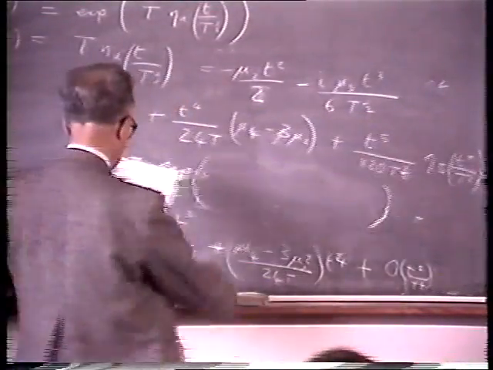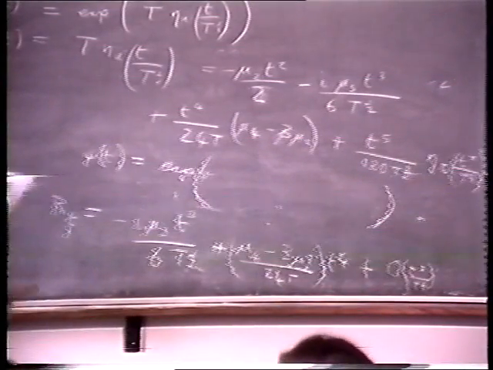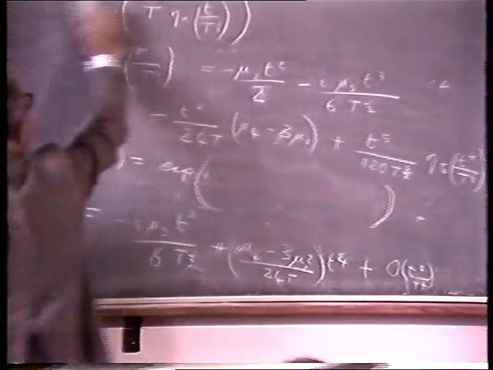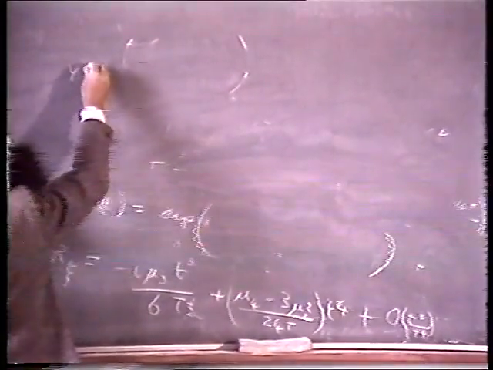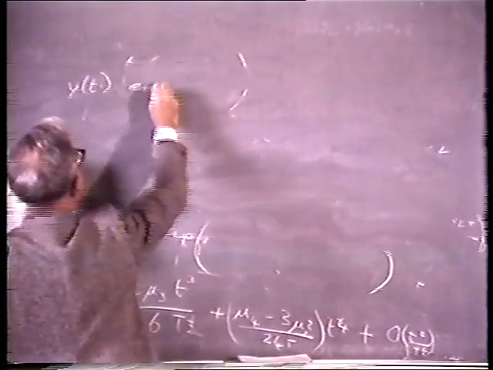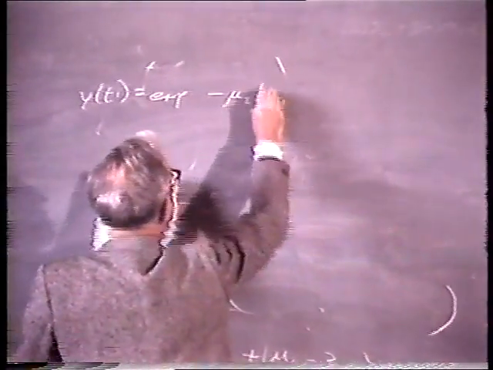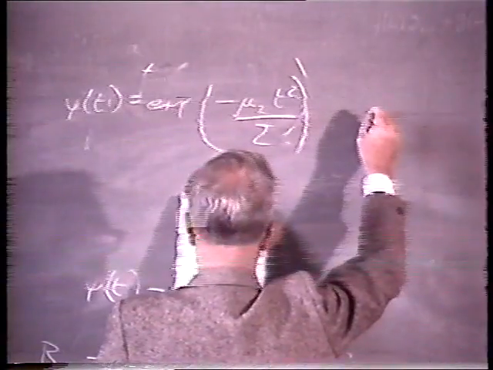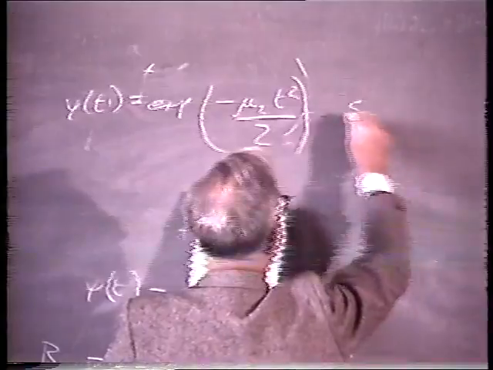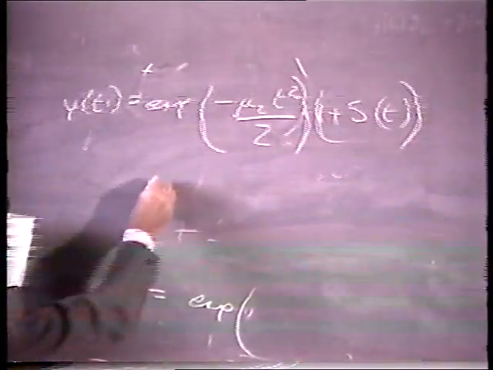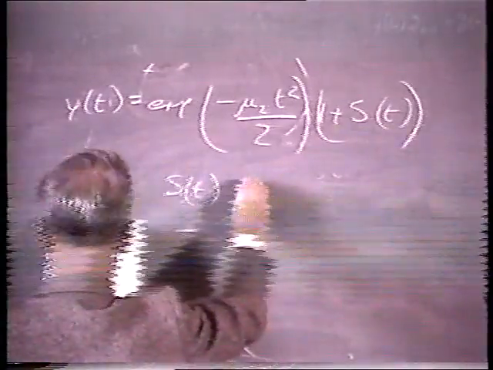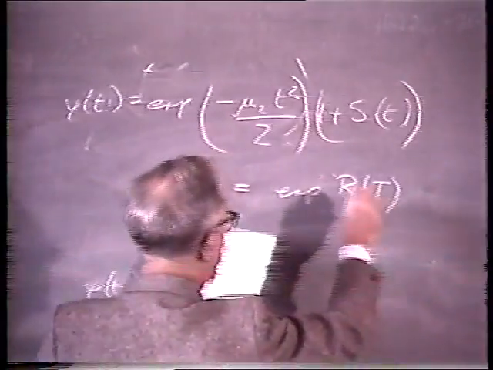And then what we can write is that psi t is exp minus mu 2 t squared upon 2 into 1 plus st, where I'm simply defining st is equal to exponential rt minus 1.